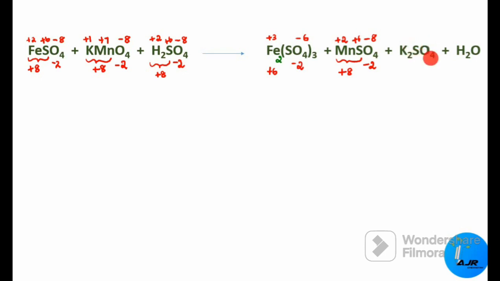See here, 4 oxygens are there. Already the oxidation number of oxygen is minus 2. So minus 2 into 4 is minus 8. So the rest should be plus 8.